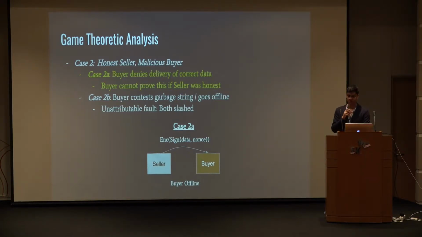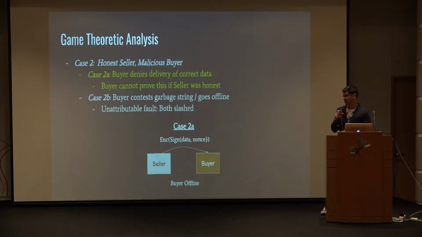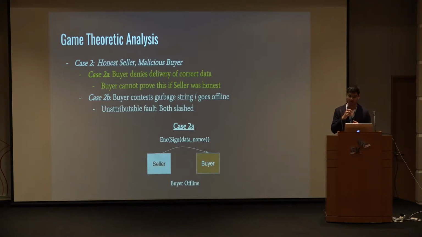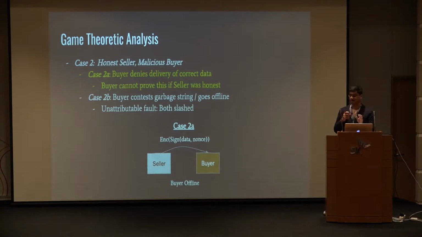The second case is where the seller was honest but the buyer was malicious. The first one is that the buyer denies delivery of correct data, although it received correct data from the seller. And in this case, there is no piece of evidence that the buyer can provide to the smart contract which makes it slash the seller, because you need a signed copy of the data and the nonce. And if the seller was honest, there's no way that the buyer can provide a signed copy of the wrong data with the correct nonce.